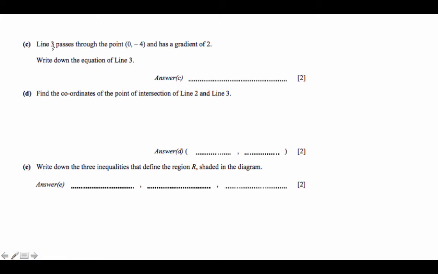Part C says the line L3 passes through the point (0, -4) and has a gradient of 2. Write down the equation of the line L3. So this is a command term, write down, it means it should be quite straightforward. So the gradient is 2, so it's y equals 2x, and then it passes at (0, -4), this is the y-intercept, so it's y equals 2x minus 4.